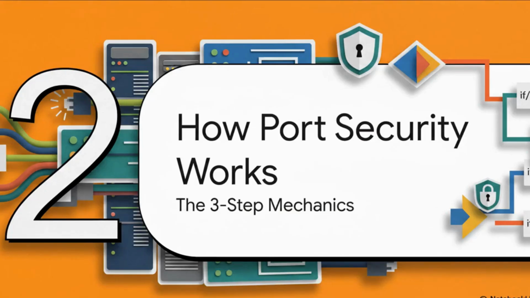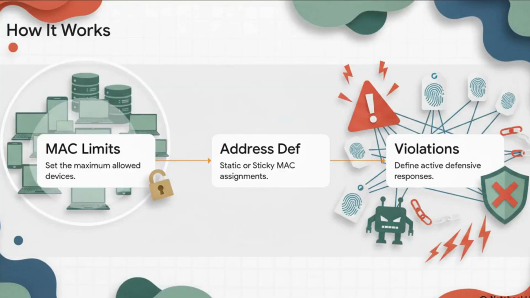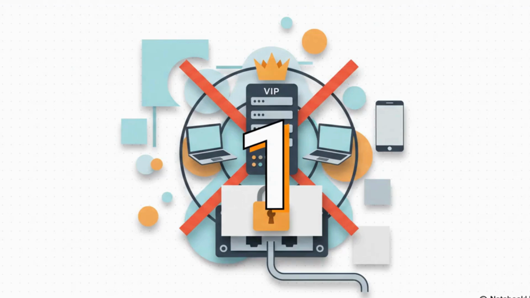Moving right along to Section 2, How Port Security Works, focusing on the three-step mechanics. The underlying networking logic here operates in a surprisingly simple, elegant three-step progression. First, you set exactly how many devices are allowed. Second, you define who those devices actually are. And third, you decide what triggers a defensive response if an unknown device tries to connect. Starting with Step 1, when you set that MAC limit, you're defining the absolute maximum number of devices allowed on a given switch port. In highly secure environments, it's often not 2, not 3, but exactly 1 VIP allowed. Just a single specific machine permitted to use that physical connection.